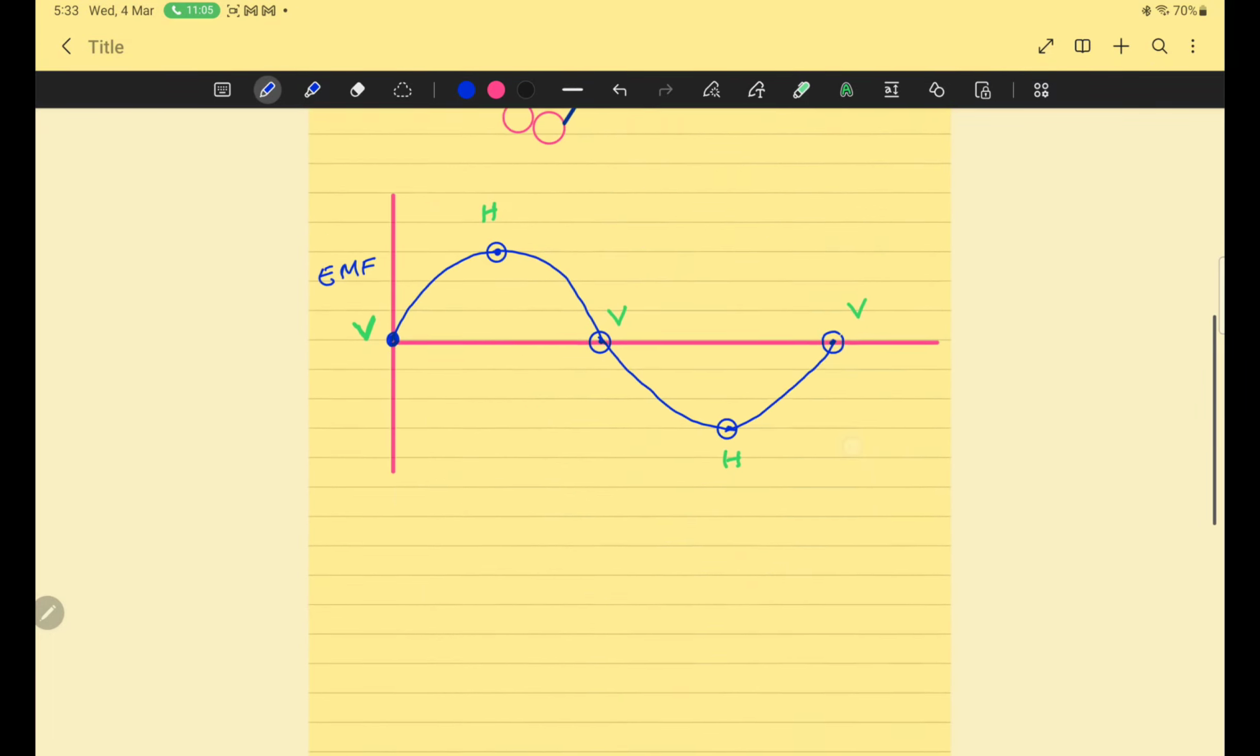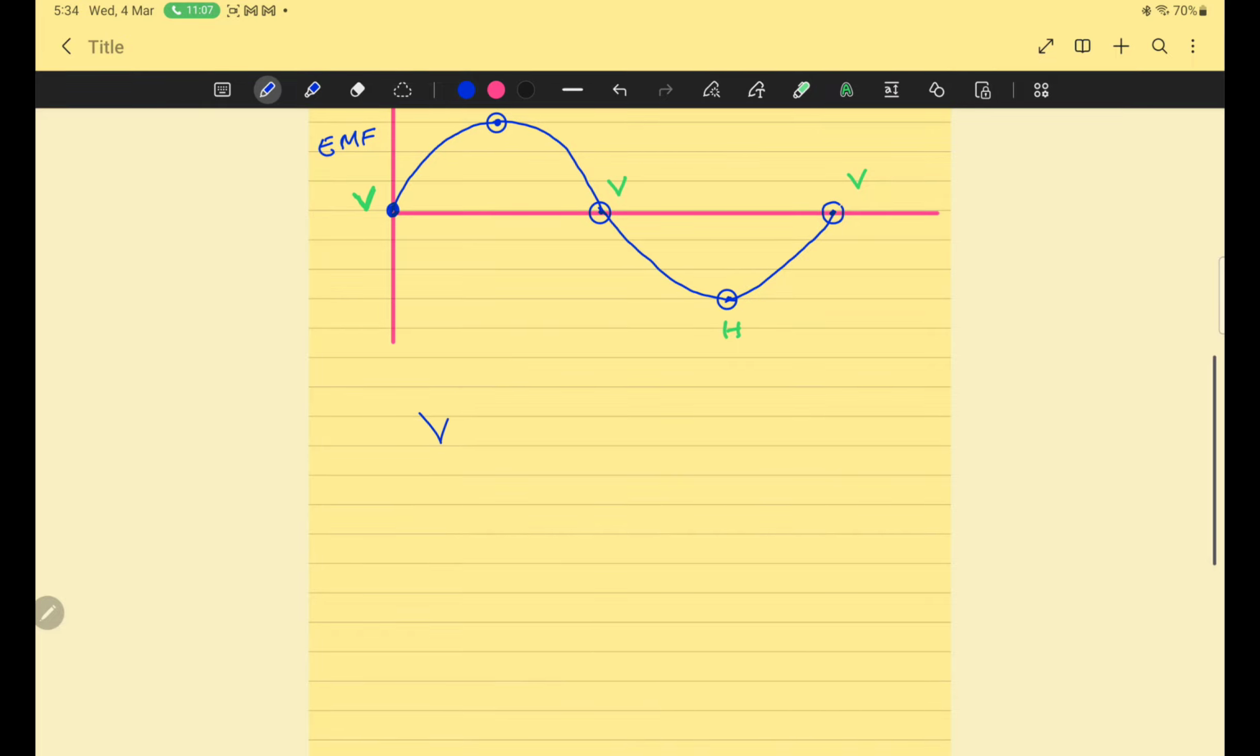Number two, the voltage produced by a generator. Its equation is this. What is this? Actually, V is for voltage. Voltage depends upon N, B, A and v. Sir, what is N? I am explaining.